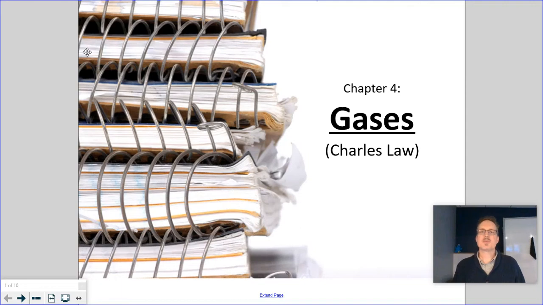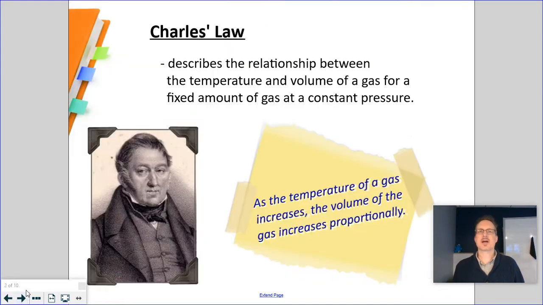Good evening, Chemistry 20s. Today's gas law we're going to focus on is called Charles' law. Charles' law is a relationship between the temperature of a gas and the volume of a gas. Again, we're going to concentrate on the fact that this is true only when the quantity of gas, the amount of gas, is constant, as well as the pressure of the gas is constant.